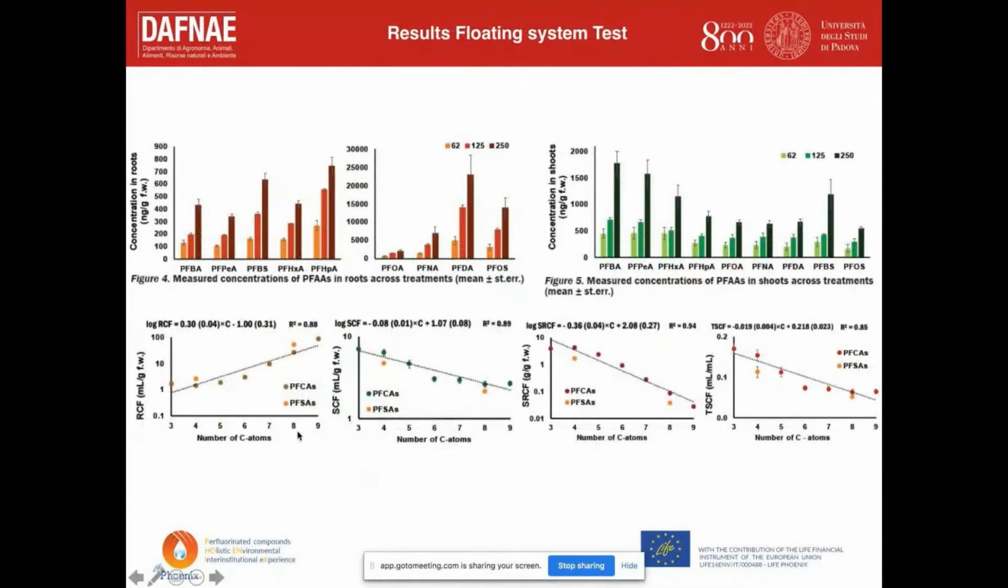These are, very briefly, the different concentrations of PFAS that we measured in the roots during the treatment, and the different concentrations of PFAS in the shoots. We measured just two compartments, the roots and the shoots. I have to remember that the shoots are the edible part, the one that we normally purchase in the supermarket.